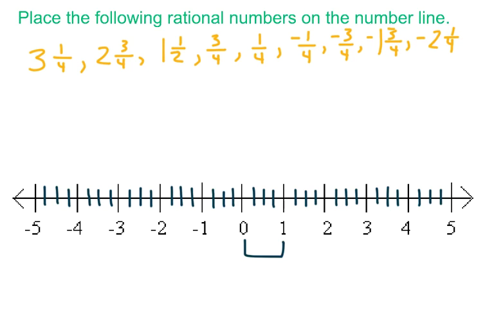And now I'm going to go ahead and place the fractions or mixed numbers onto my number line. I'm going to go ahead and start with 3 1/4. When I'm looking at 3 1/4, I want to look at the whole number first, and I want to find the 3 on my number line. Here's 3. Because I'm looking at positives, I'm going to look to the right. So because this is split into fourths, my 3 1/4 would go right here on my number line.